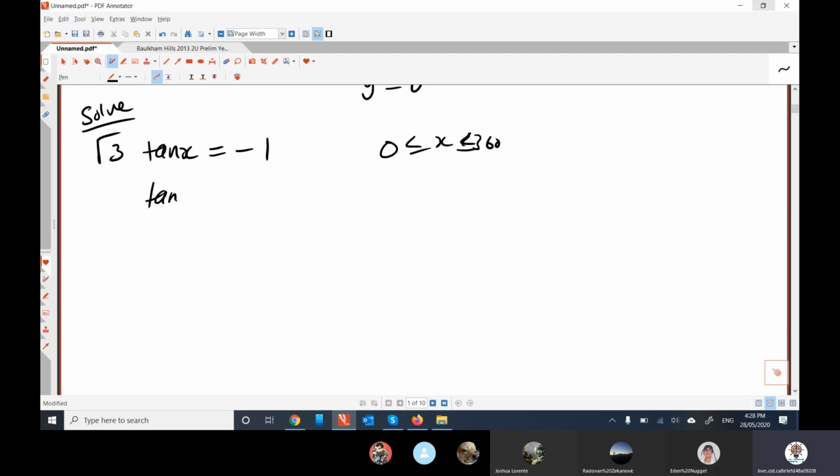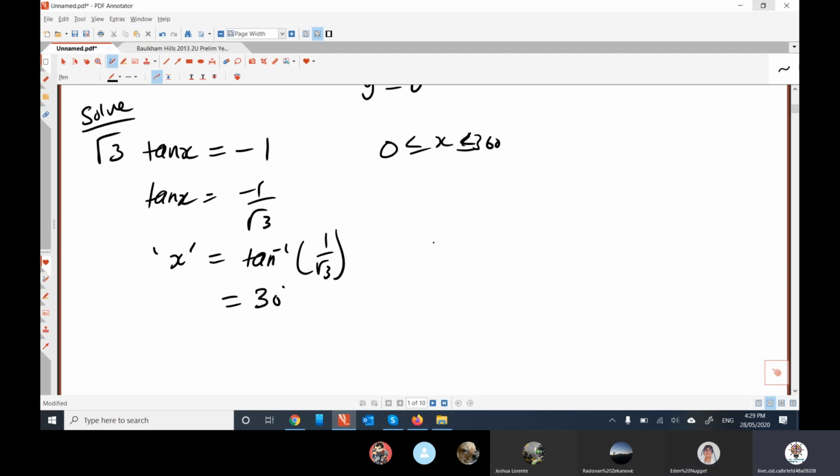So your first line is you divide by root 3. Your second line is you write x with inverted commas equals inverse tan, never a negative. You don't inverse a negative 1 on root 3. Then you get your answer for inverse tan 1 on root 3. Ringing a bell? 30? Yeah.